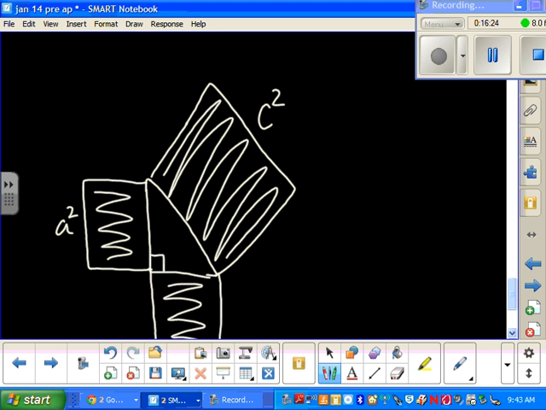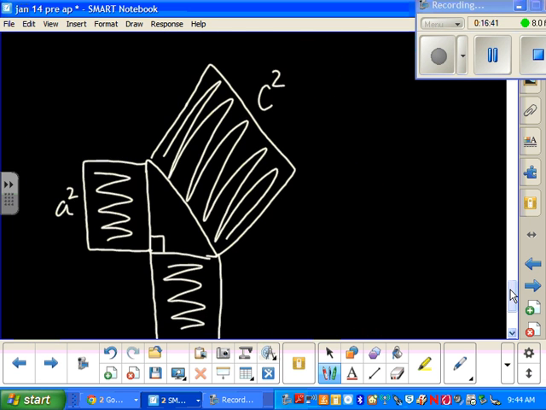are those 2 other squares added together. So that's how Pythagoras came up with the Pythagorean theorem. So it's not leg A plus leg B equals the hypotenuse. It's the area of this square plus the area of this square equals the area of the big square.